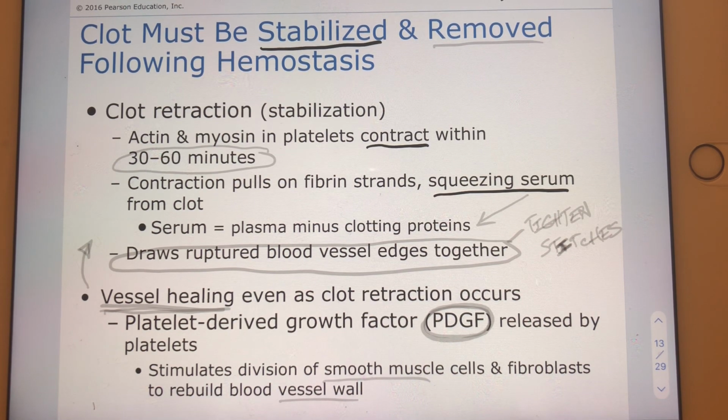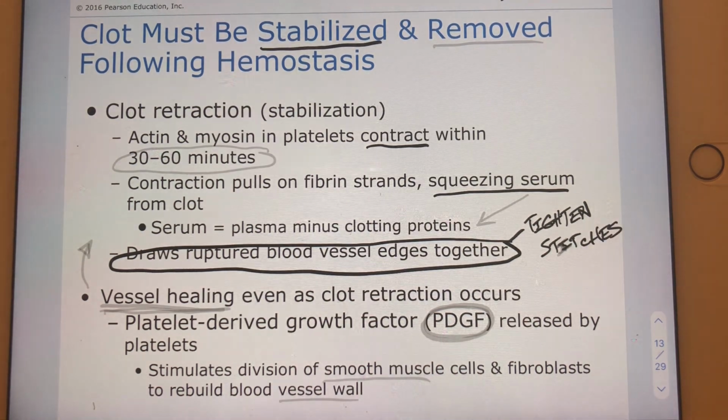Okay? This actually acts like tightening stitches because it helps to bring damaged edges of vessel wall together. So imagine pulling on a thread to tighten stitches. Okay, and this happens, this clot retraction or stabilization, same thing. It happens within 30 to 60 minutes of damage. So that's very, very fast. Very fast.